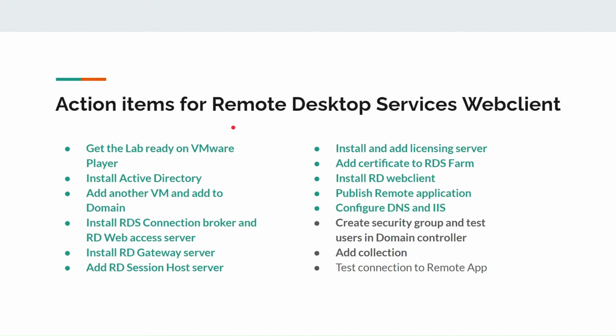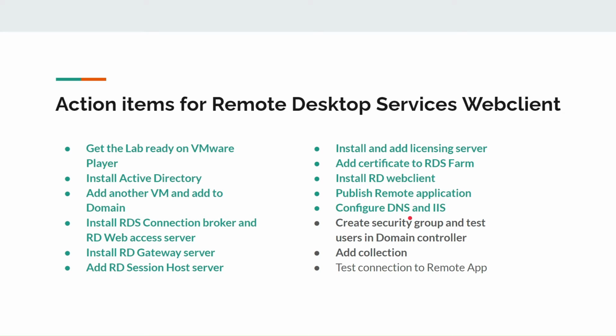So, a recap, we have created our lab on VMware Player. We have two virtual machines, one with Active Directory, licensing server, and certificate authority. We have another VM which is RDS server, which has all the roles, including the session host server. We have finished installing all the roles. We have added certificate to our RDS farm. We have installed RD web client in the last video. And we have also configured local DNS and IIS to publish the web page of web client.